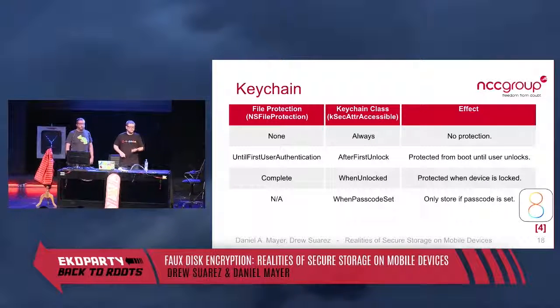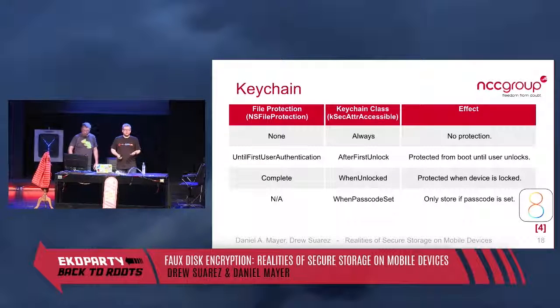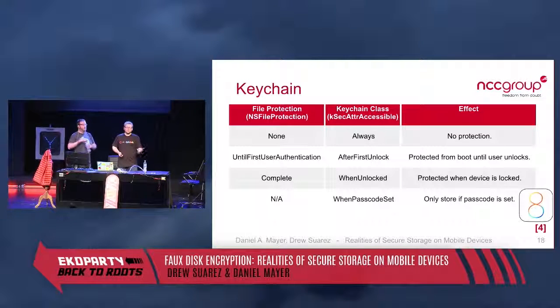And the reason for that is if you are a software developer, like let's say you're a banking application, and you want to store something in the keychain, you don't know if the user has a passcode. So you may not be able to rely on that passcode protection. So what to do? For a long time there was no good solution for that on iOS, and since iOS 8 now, there is this flag when passcode set. So if you store data in the keychain with this flag, it will only get stored if there is a passcode on the device and not otherwise.